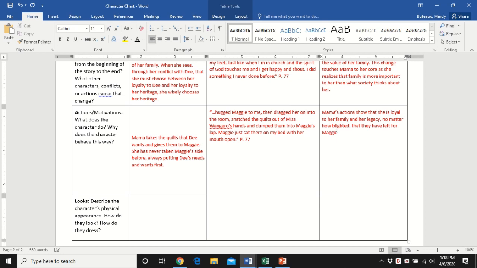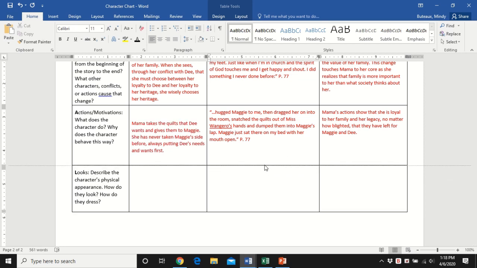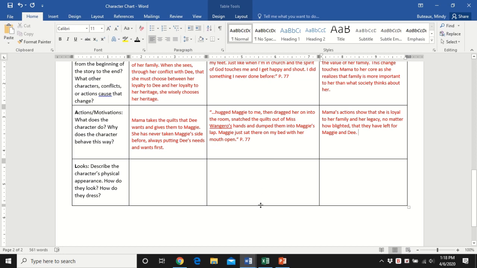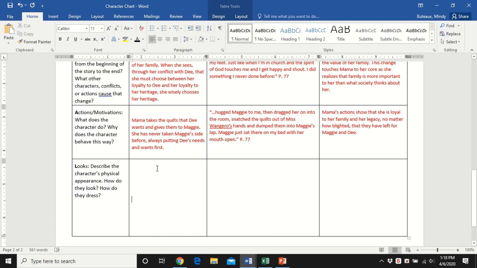Because remember, Maggie and Mama are not rich. Mama only has these stories, this ability to quilt, the quilts themselves. That's the only thing that she can afford to leave as a legacy, because she's poor. And so Maggie's not ashamed of that. Maggie's proud to know how to quilt. Whereas Dee, after going to school, has kind of rejected that family and that old life. So Mama chooses to keep that legacy going, knowing that it's only going to keep going with Maggie.